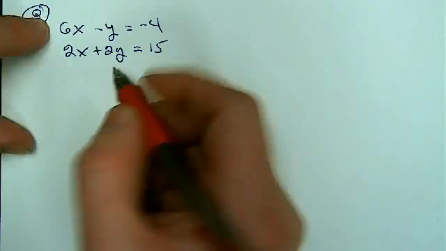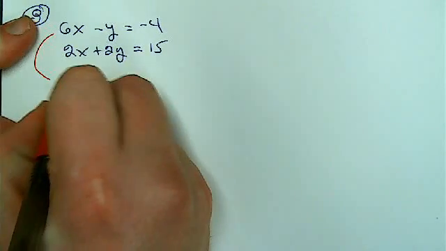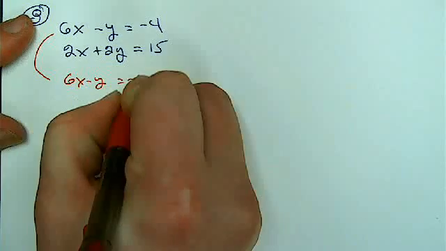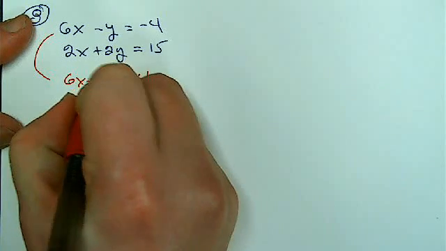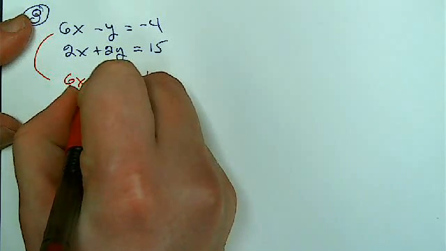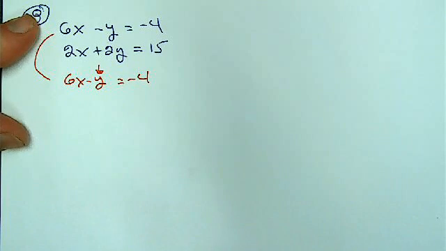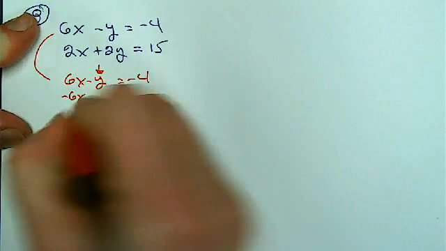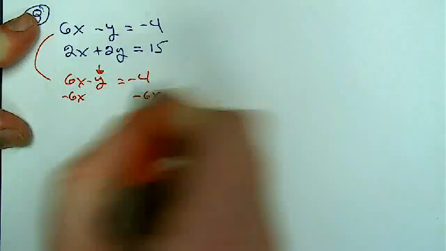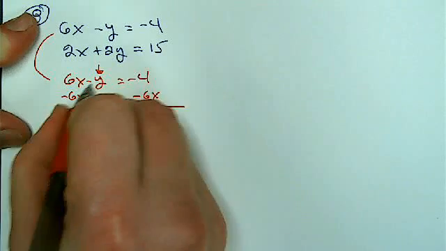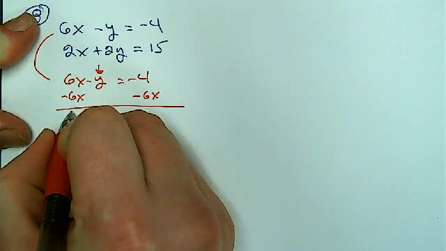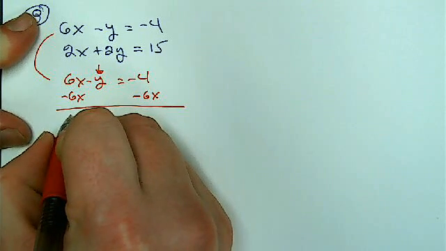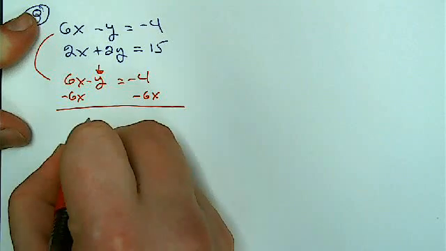Well, I'm going to take this top equation. So 6x minus y equals negative 4. And I think the best strategy is to isolate that y. It's going to be the easiest to get because I'm not going to create fractions. So I'm going to subtract 6x from both sides. And this is also where a lot of mistakes happen. What happens to this side of the equation when I subtract off the 6x? I'm left with a negative y.